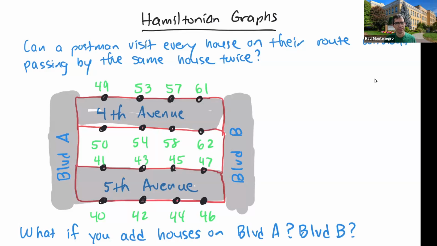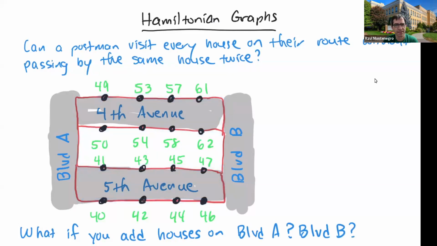Well, let's give it a try. I'll pick a place to start. Let's say I start at number 49. I can go across. So my postman has managed to go to every address and not repeat it.